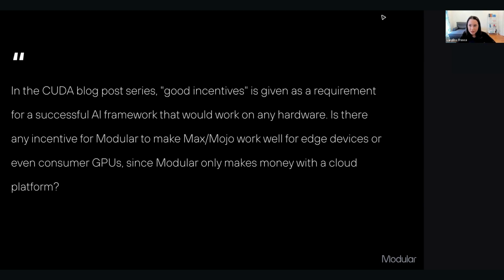In the CUDA blog post series, good incentives is given as a requirement for a successful AI framework that would work on any hardware. Is there any incentive for Modular to make Max/Mojo work well for edge devices or even consumer GPUs, since Modular only makes money with a cloud platform? Yeah, so I'll answer this in a couple of different ways. So the first way to answer this question is, we're a small team, we need to be focused. We're focusing on kind of data center and those kind of bigger GPU applications instead of like deep embedded or cell phones or things like this. But that's really today's situation. We expect this to change, right? And so we're just bringing in our GPU support now.